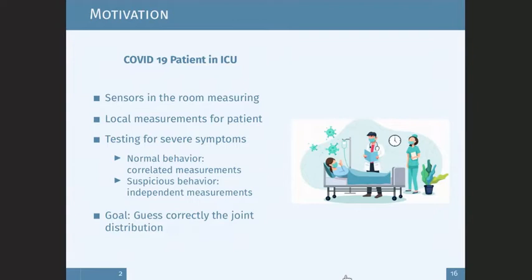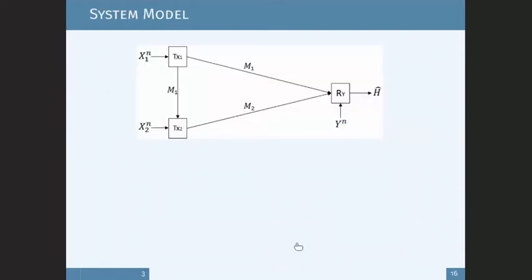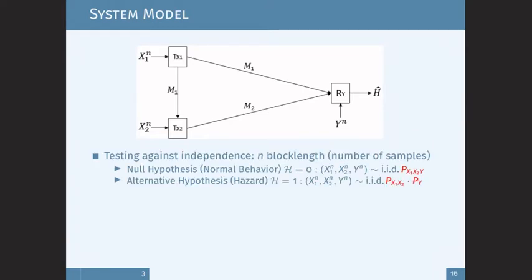So let's go deeply into the system model. In fact, as we can see in such a cooperative map, it's the main system model that we work on. We have two nodes, TX1 and TX2. These represent the sensors, for example, in the room. And on the other side, we have RY representing the decision center, which has its own local observations called YN here.